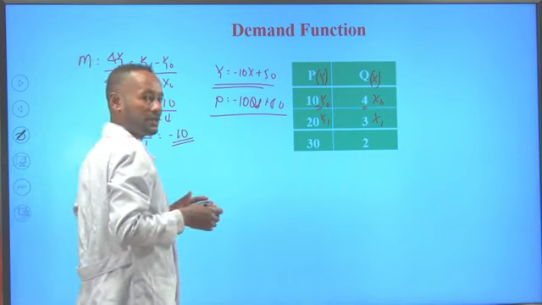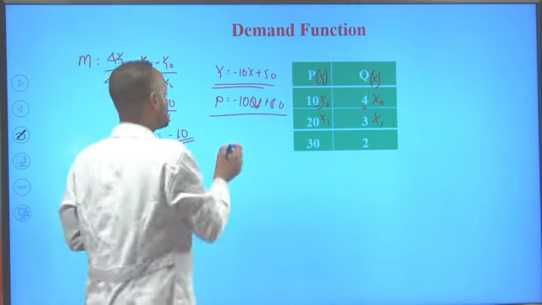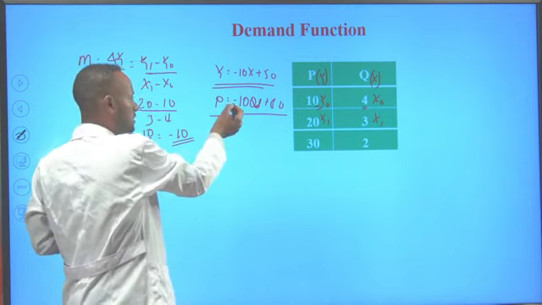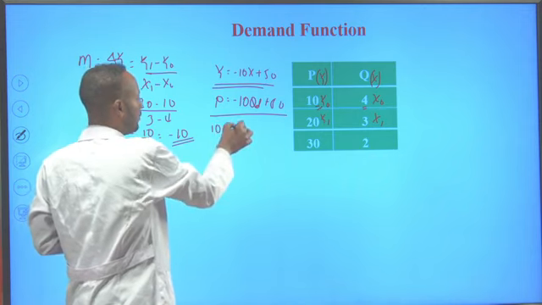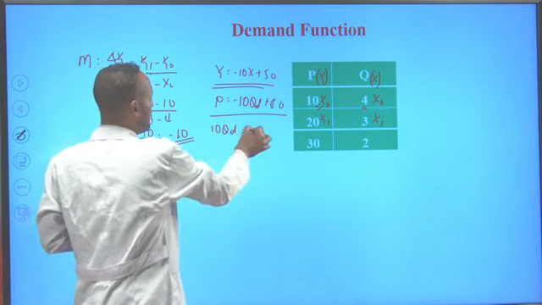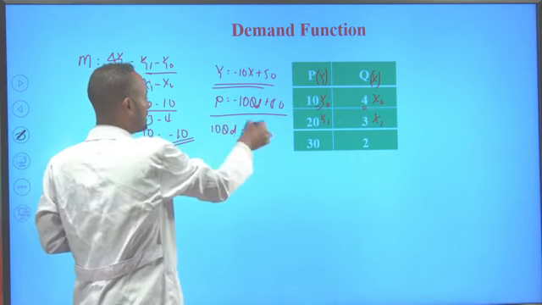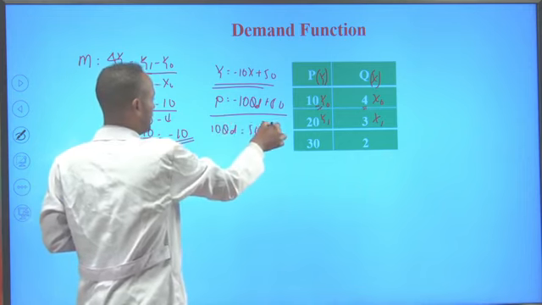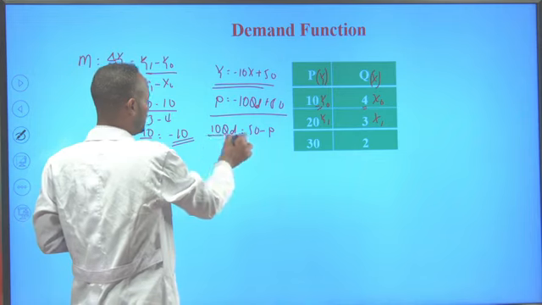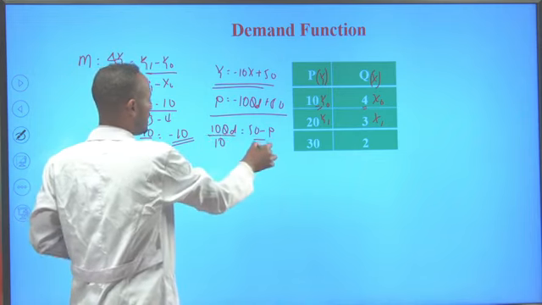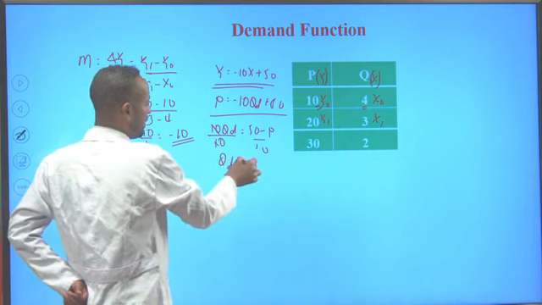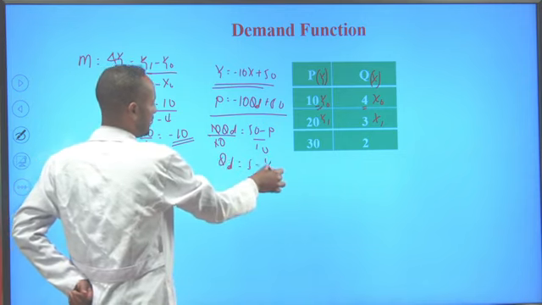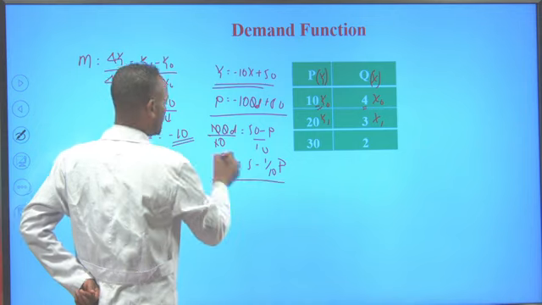So, in order to put it into the quantity demanded equals form, we have to put this minus 10 QD to the left. Then we are left with 10 QD, which is equal to 50. And when we put this P to the right, we get minus P. And when we divide both sides by 10, we are left with the quantity demanded, which is equal to 5 minus 1 over 10 P. This is our demand function.